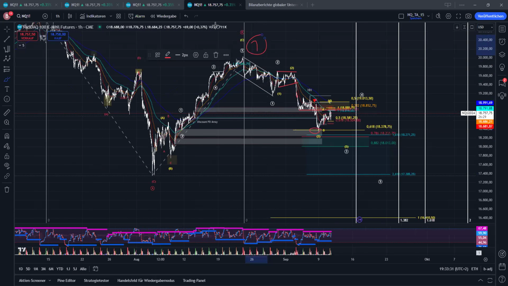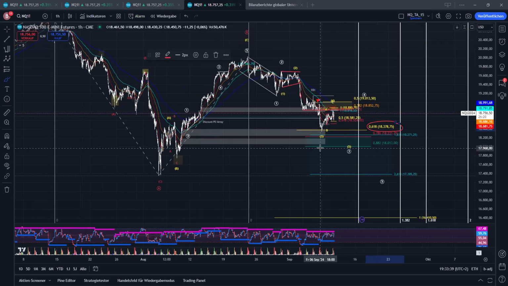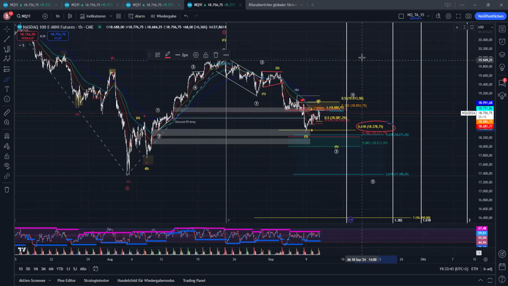So now, as long as we are holding, and as Michael also talked about in his updates, as long as we are holding the 61.8 retracement level, that's a part for me to always have in mind, that the market can turn higher here.